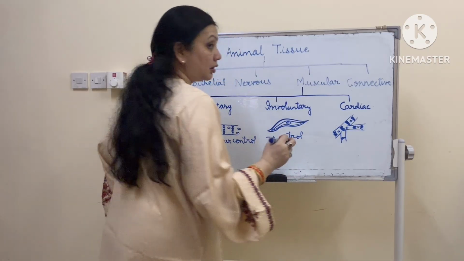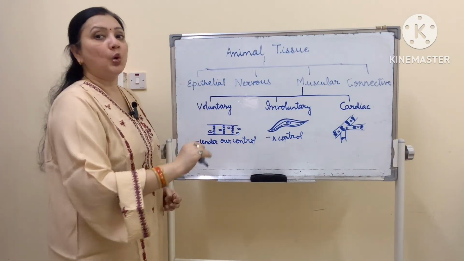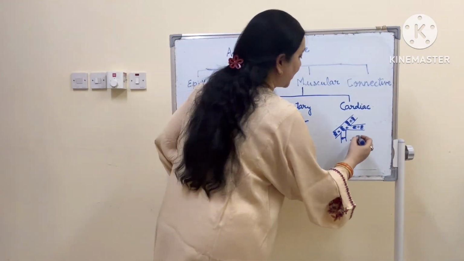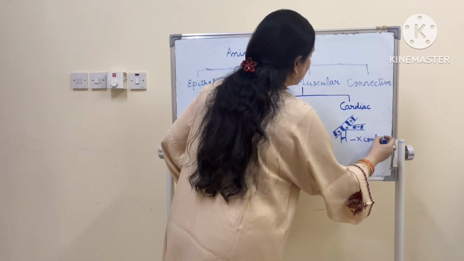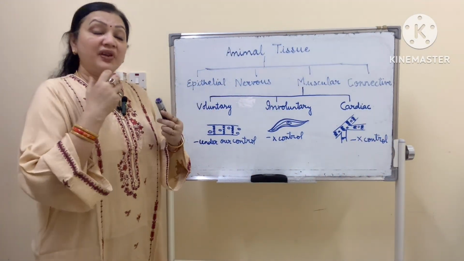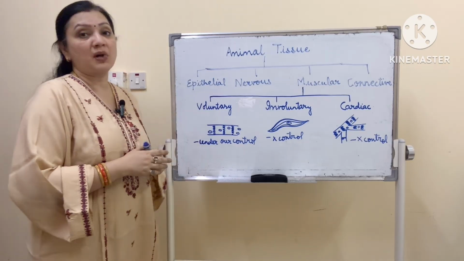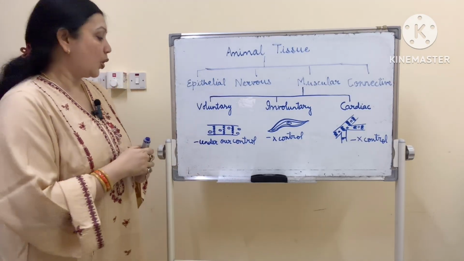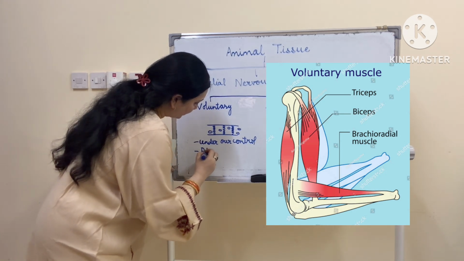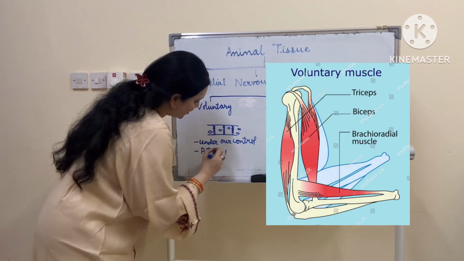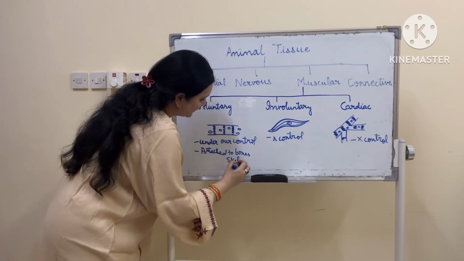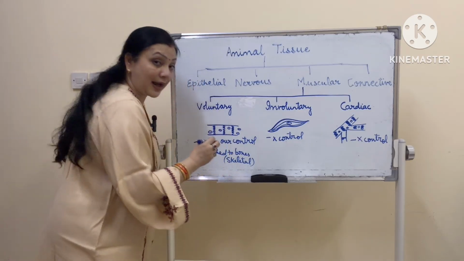And cardiac muscles combine the features of both voluntary and involuntary. And like involuntary muscles, they are also not in our control. So we can control only the voluntary muscles. We can control them because these muscles are attached to our bones. And because they are attached to bones, they are also known as skeletal muscles.